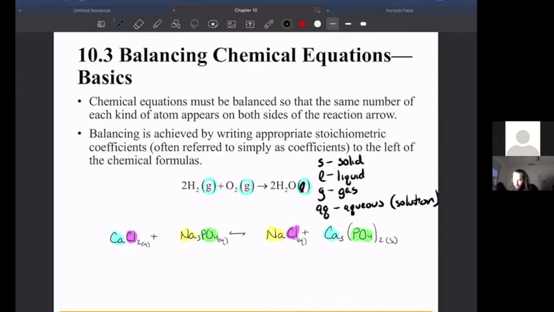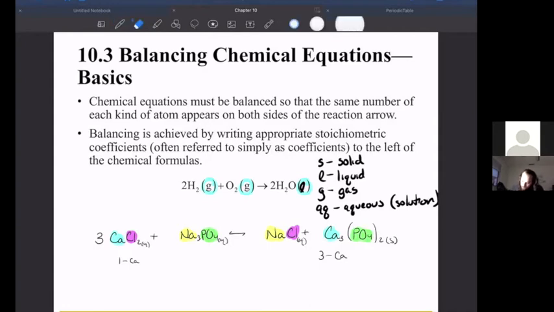Okay, so looking at calcium, I have 1 calcium over here, but I have 3 calciums over here. So I'm just going to start updating my coefficients. So I need to put a 3 out front here.